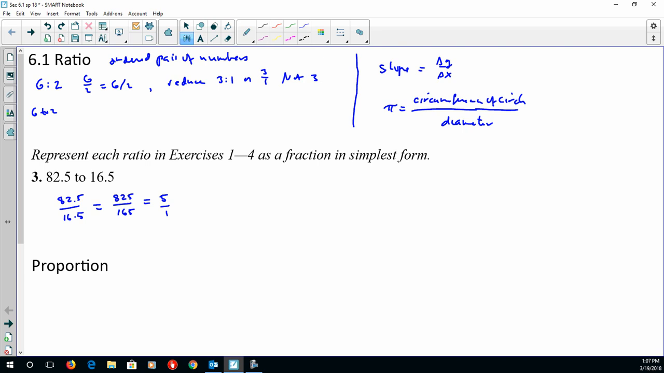Now, a proportion. Proportion is merely an equation or an equality of ratios. So it's something of this form. A over B equals C over D.